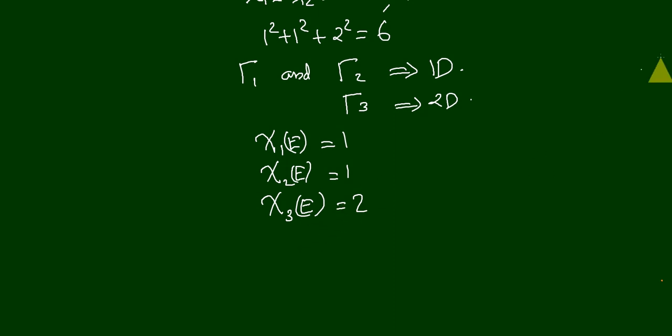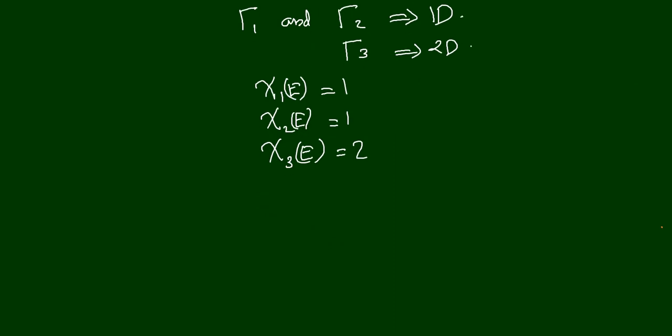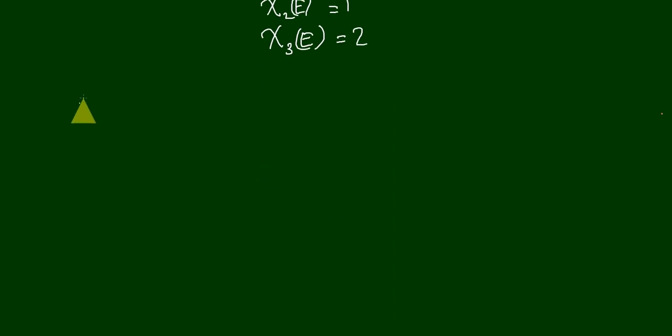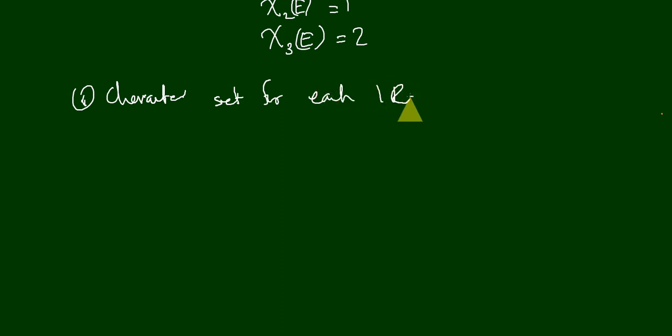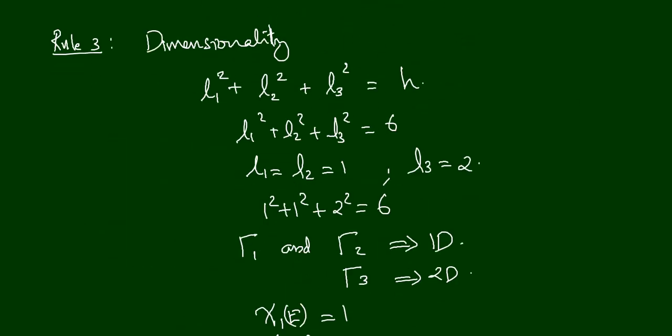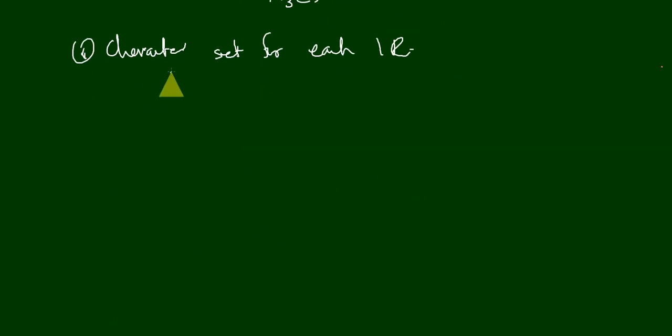Okay, now we are going to construct the character set for each IR, each irreducible representation. So we have to apply some rules again from the great orthogonality theorem, and we have to apply rule 4 of the great orthogonality theorem here.